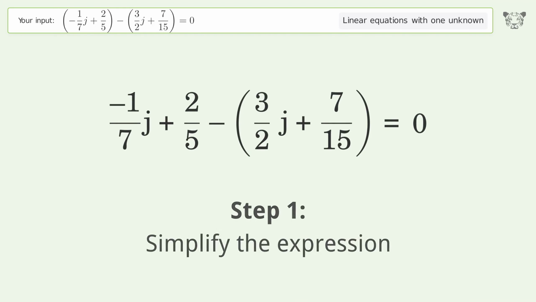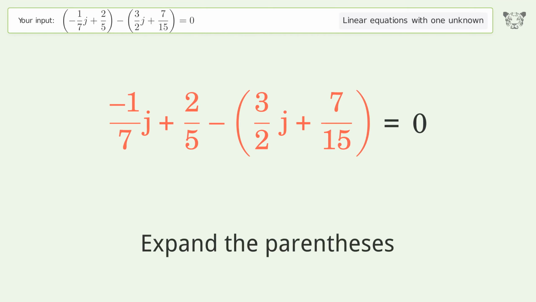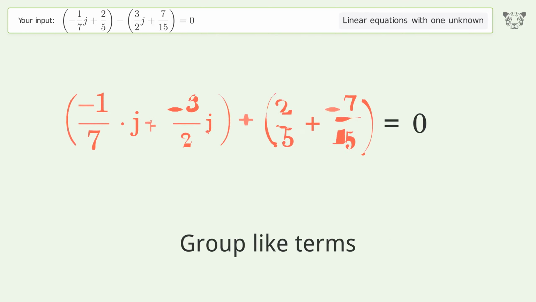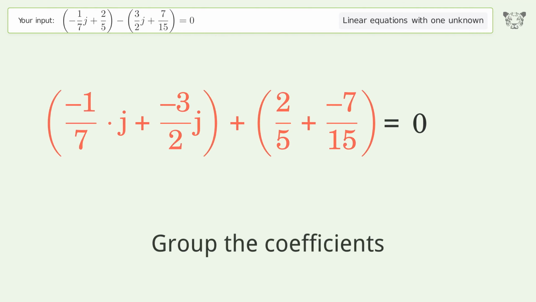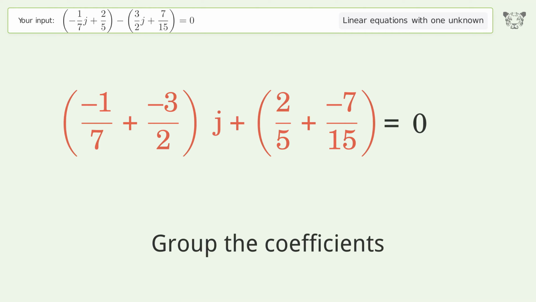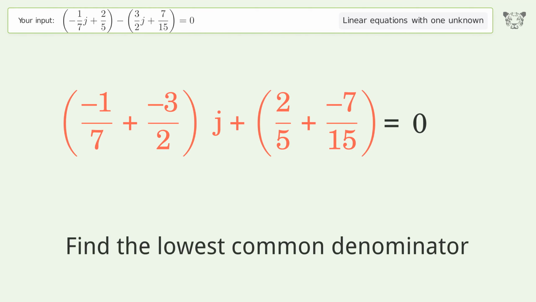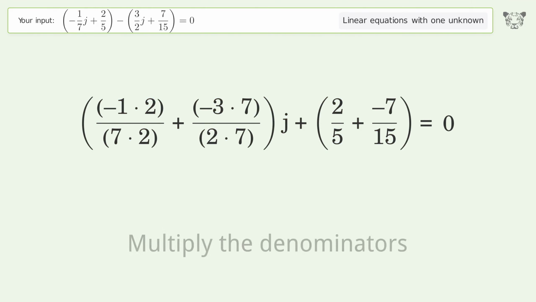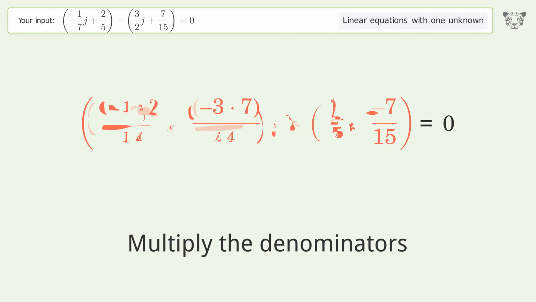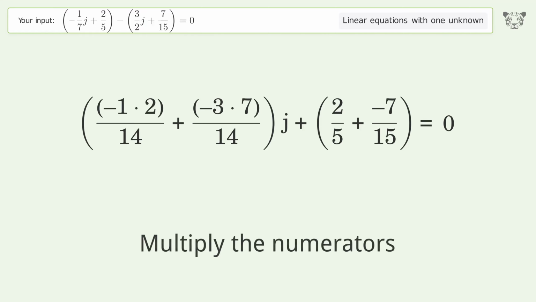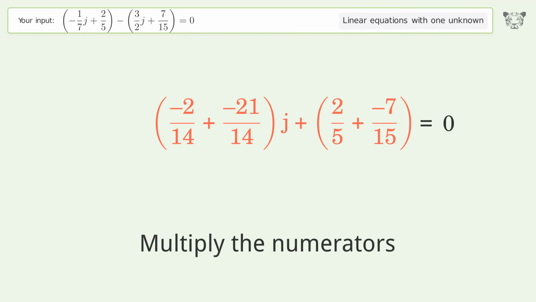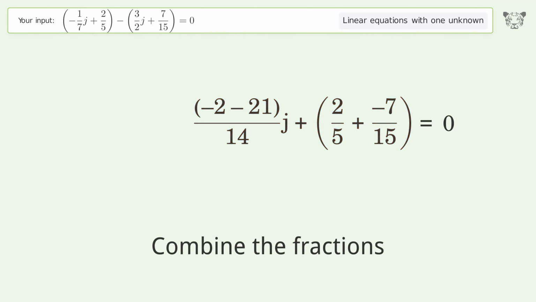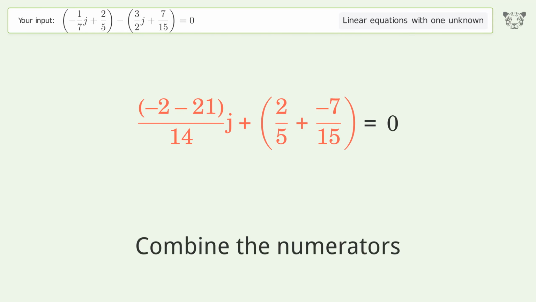Simplify the expression. Expand the parentheses. Group like terms. Group the coefficients. Find the lowest common denominator. Multiply the denominators. Multiply the numerators. Combine the fractions. Combine the numerators.